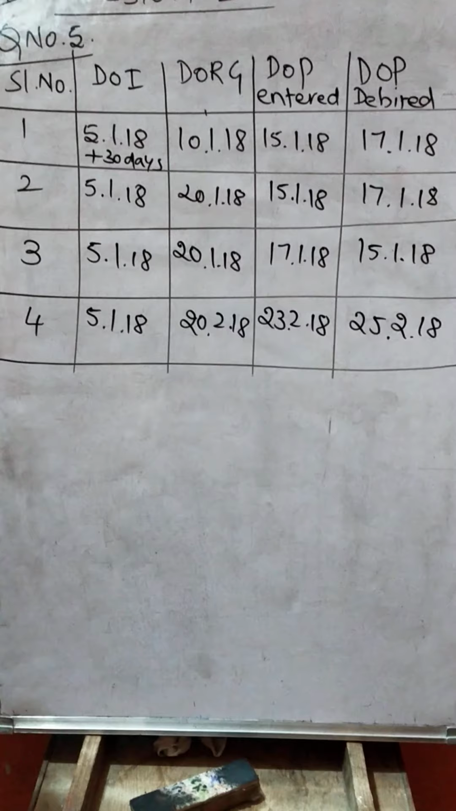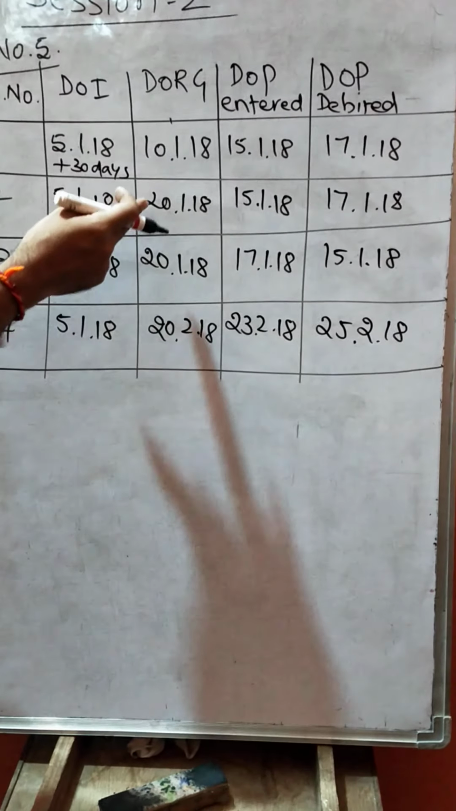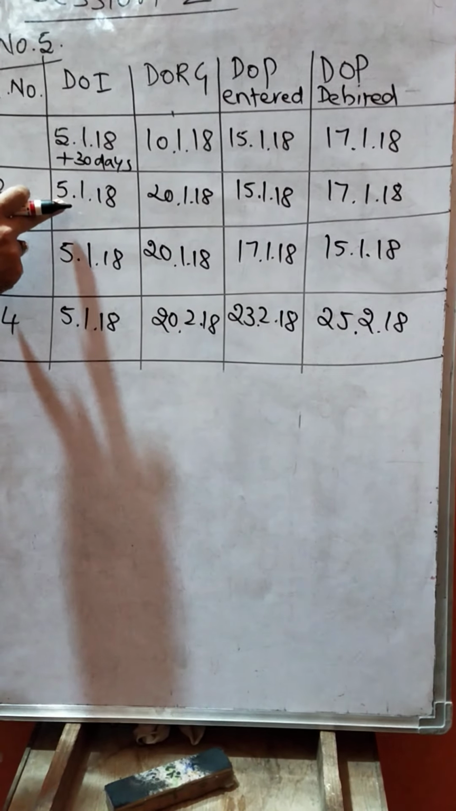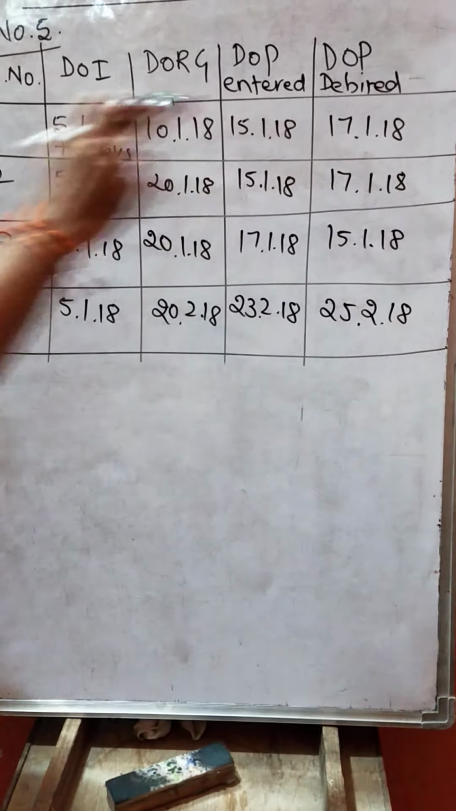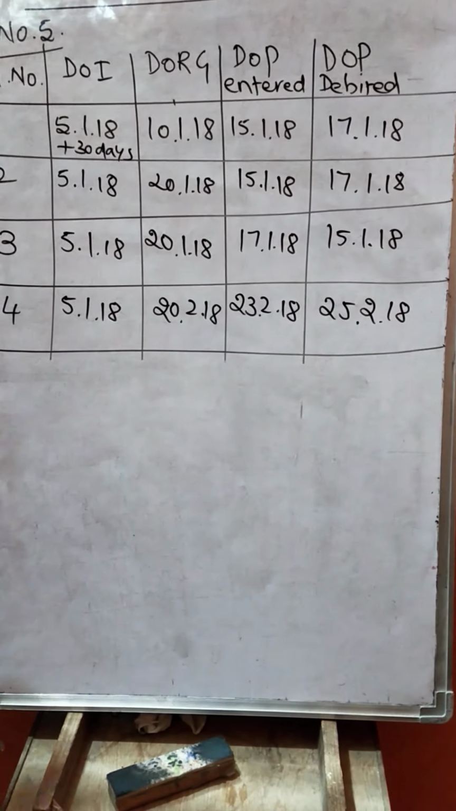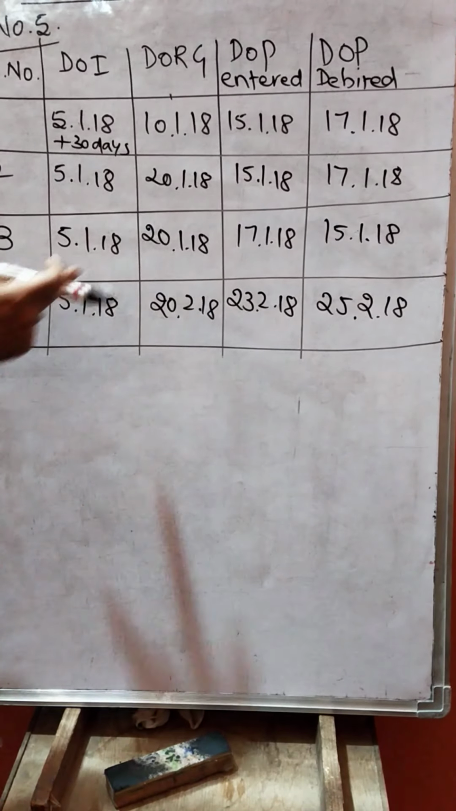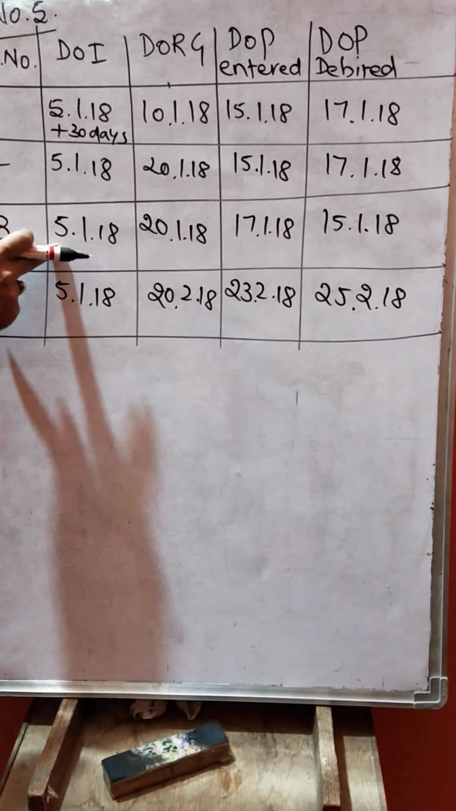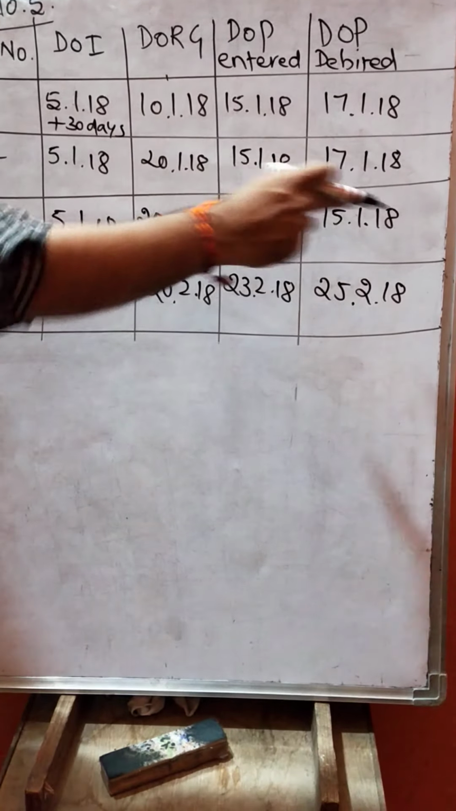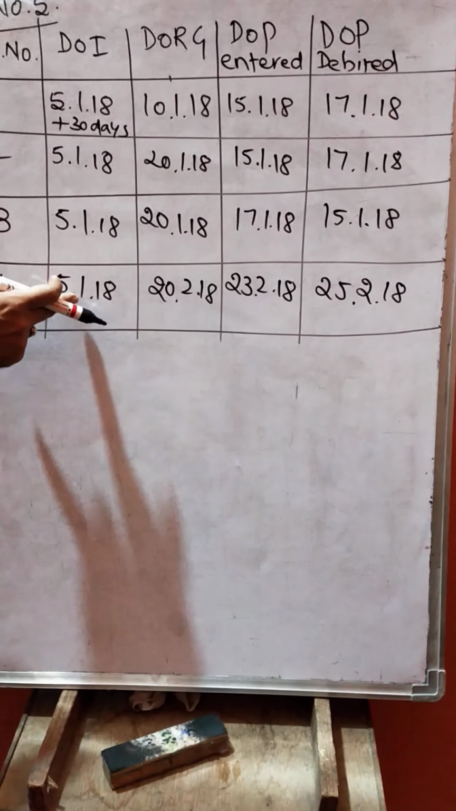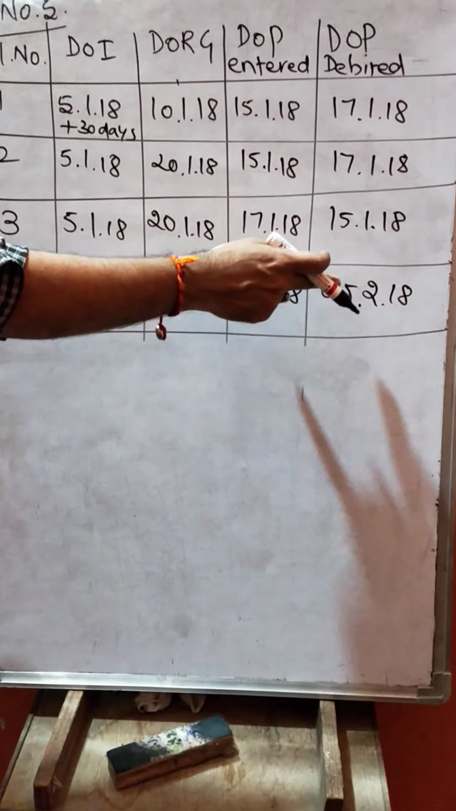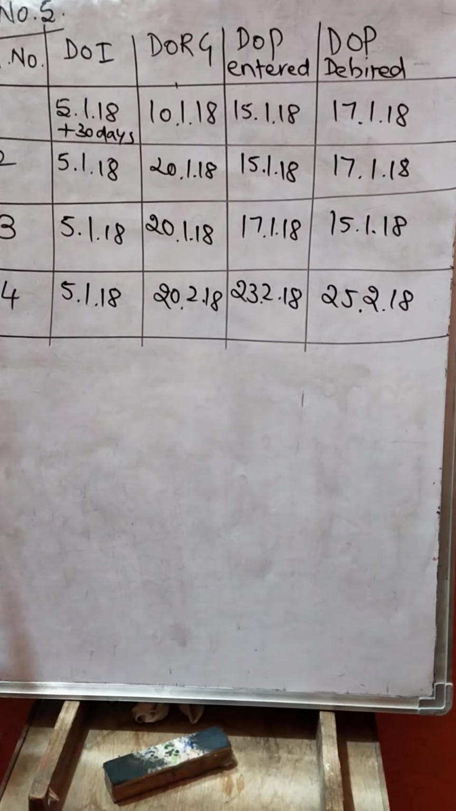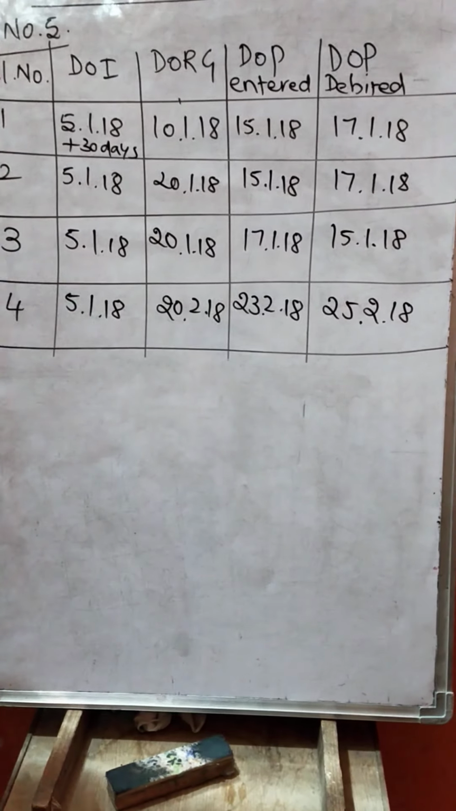And look at the second condition, serial number 2. 20th January, 15th January, 17th January, and when you add 30 days, again it will become 4th February. Among these, whichever is earlier, 15th January, that shall be taken as time of supply. Look at serial number 3: 20th January, 17th January, 15th January, and after adding 30 days it will become 4th February. Whichever is earlier, 15th January. Then 5th January, 20th February, 23rd February, 25th February. When you add 30 days to this, it will become 4th February, which will become the earliest.